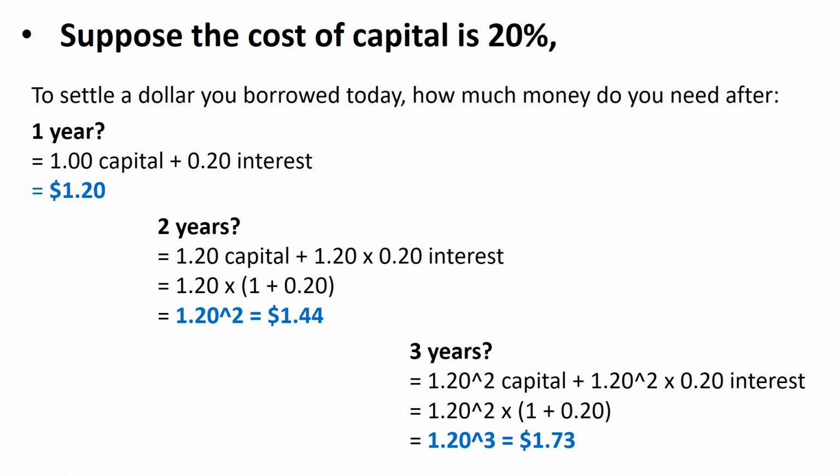So you see that $1 that you borrowed today, it's going to cost you $1.20 to settle after the first year, $1.44 to settle after the second year, $1.73 to settle after the third year. Okay, so keep that. $1, you want to settle after 3 years. If your cost of capital is 20%, you need $1.73. Take some time to digest this.